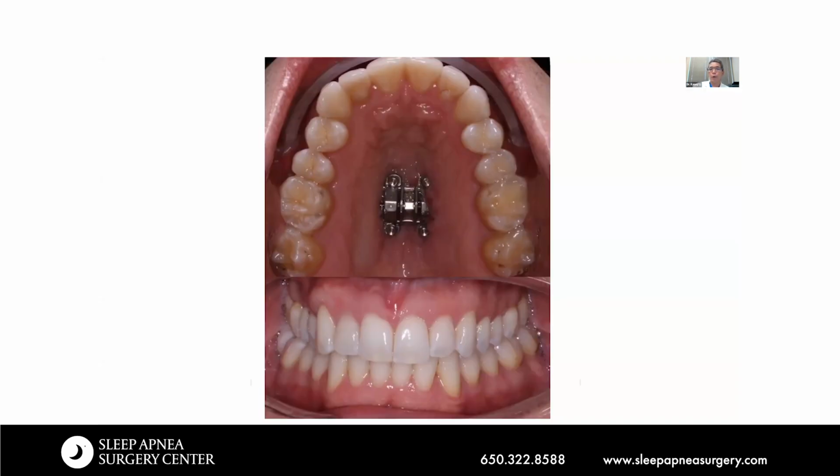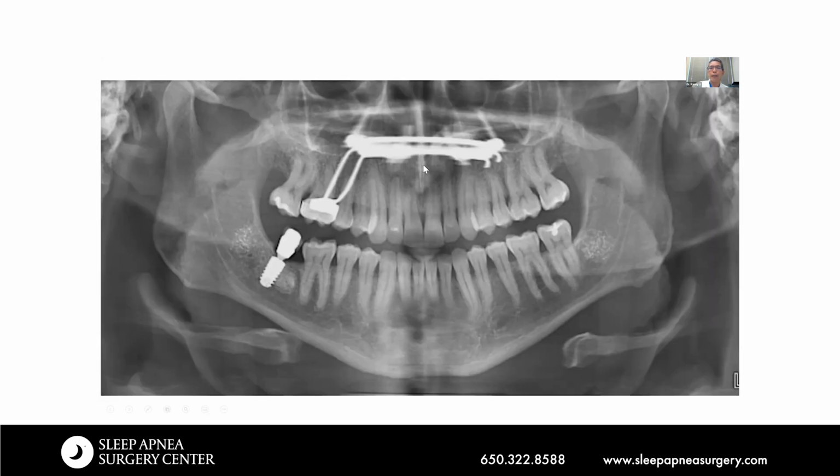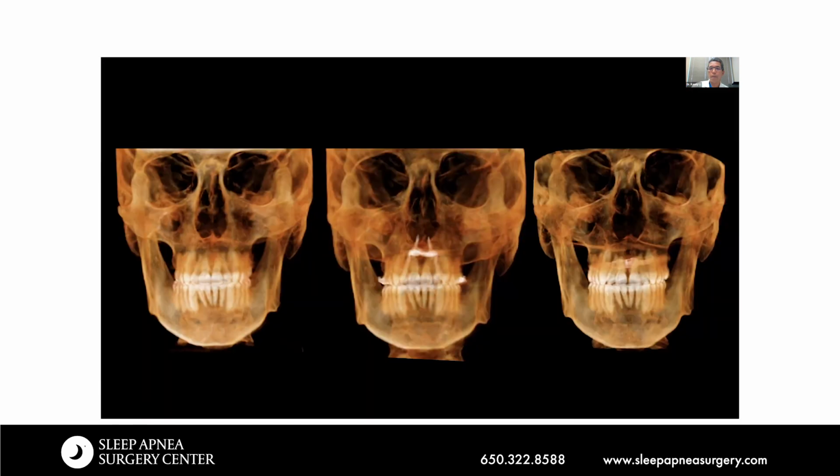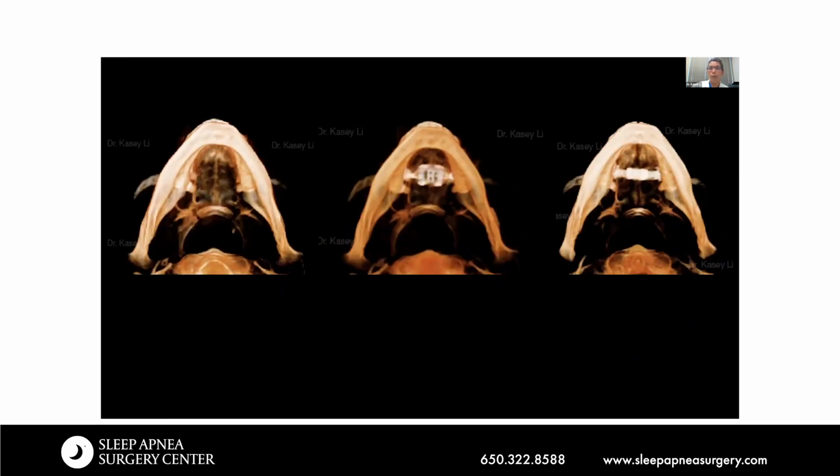Remember the 30-some-year-old orthodontist who failed MSE? This is after MSE. You can see nothing has happened. The expander just eroded into his palatal tissues. I expanded him. Before and after MSE, you can see that skeletal expansion. His snoring's better, his sleep's better, breathing's better, okay?